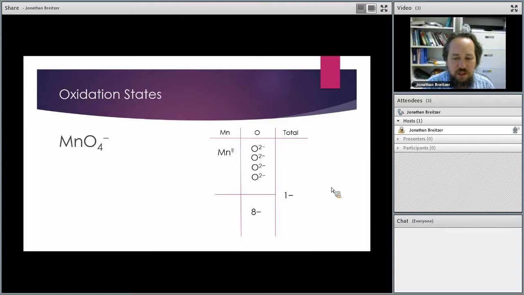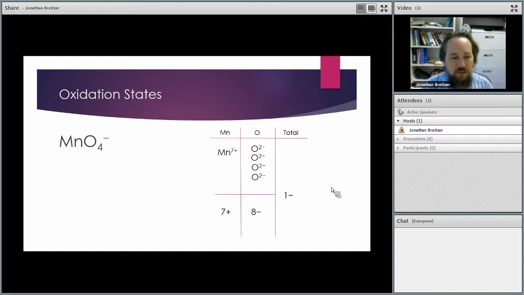Now the oxygens together make a total of 8 minus. So what does the manganese have to be to make the total 1 minus? That's right, 7 plus. So the manganese is 7 plus. The 7 plus and the 8 minus make a total of 1 minus.